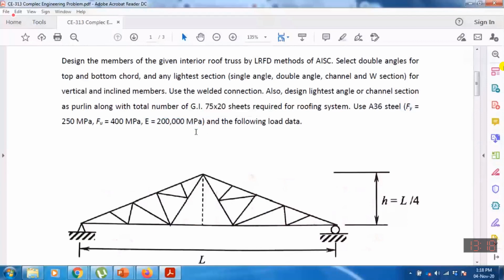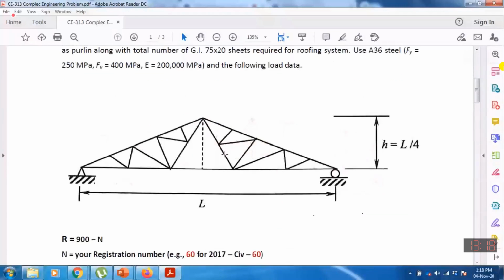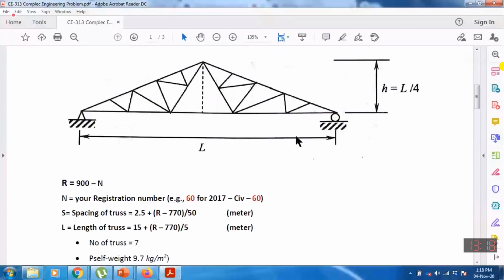The truss that I have assigned to you has this length, and height equal to length by 4. The data is different with reference to your registration number. First of all, you need to compute the R value. The R value is different for all students. R is equal to 900 minus N. And what will be the N value? N is your registration number or roll number.